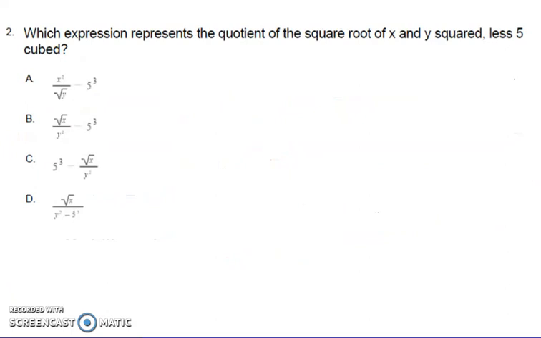Which expression represents the quotient of the square root of x and y squared, comma, less 5 cubed? That comma is important because that tells me after that we're going to get out of what we're doing. So we're going to start with the quotient of. Well, that means division. So I'm going to draw my big division bar. My and is kind of my separator word for what's going to be on the top and the bottom. The square root of x. The square root symbol, keep in mind, is my radical symbol of x, and is my divider, and then it says y squared. Y squared is y to the second power. Make sure you know the difference between squared and square root.